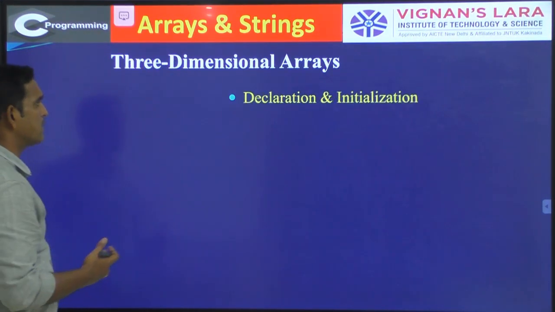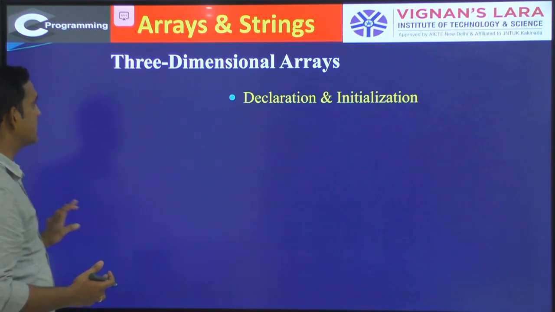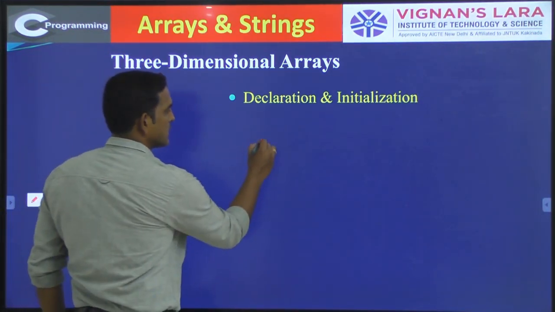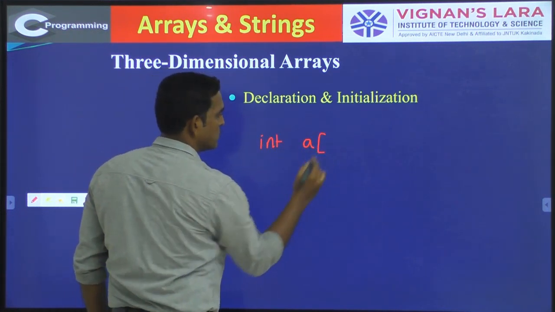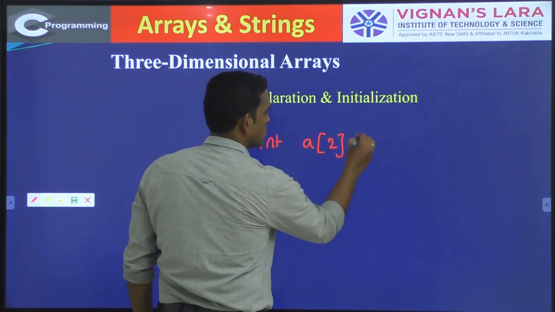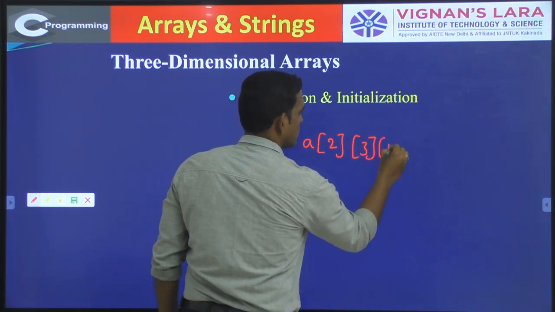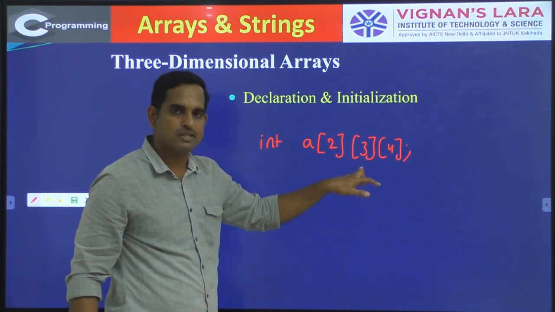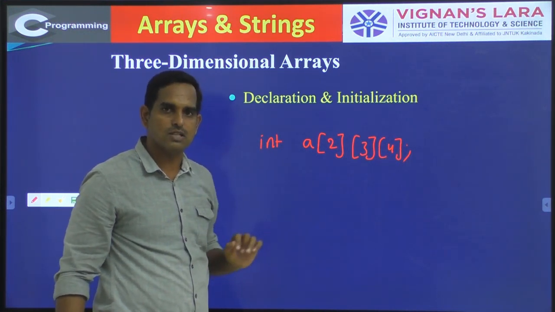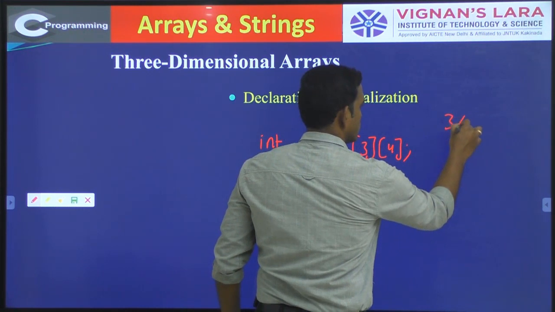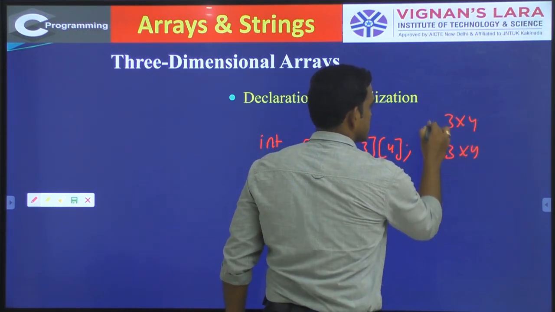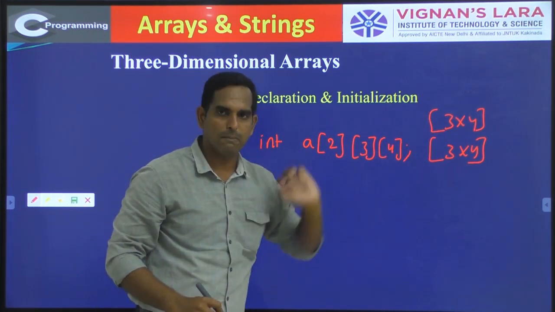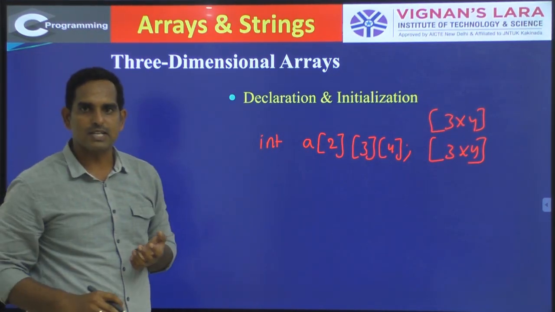The same case can be performed for your three-dimensional array. I already told you how to declare three-dimensional arrays. You can declare in this manner, that is 2, 3, 4, where 2 represents the planes, 3 represents the rows, and 4 represents the columns. That is, you will be having 2 3 by 4 matrices. This will be one matrix, this will be another matrix. Two 3 by 4 matrices, that will be your three-dimensional array.